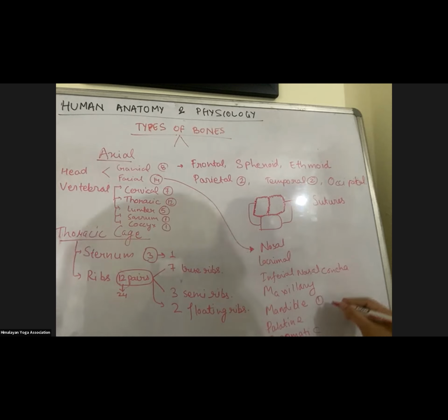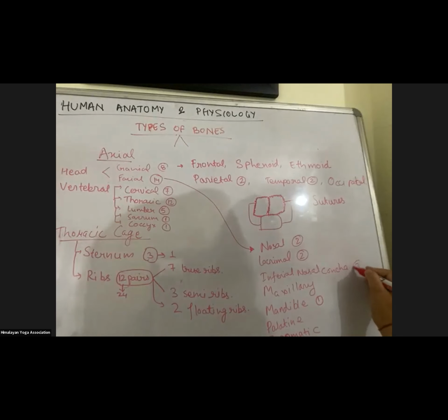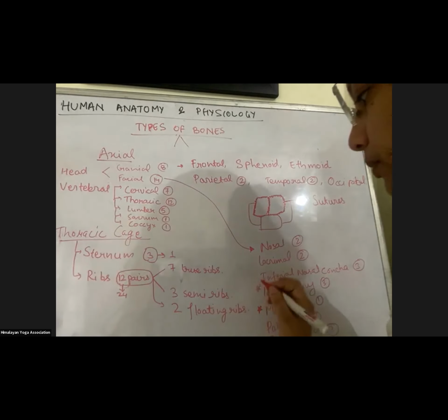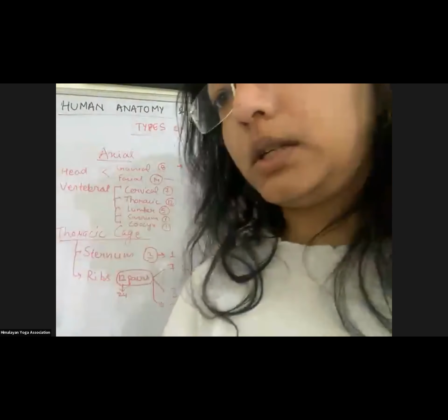Okay, these two are one in number, otherwise all are in pairs. These are very, very small bones. I'll show you a good diagram of this. Out of these, maxillary and mandible are more important, because they hold your jaws and you are able to move your jaw, speak, and eat because of these two bones. So we mostly study these. Okay, so let's take a diagram of it.